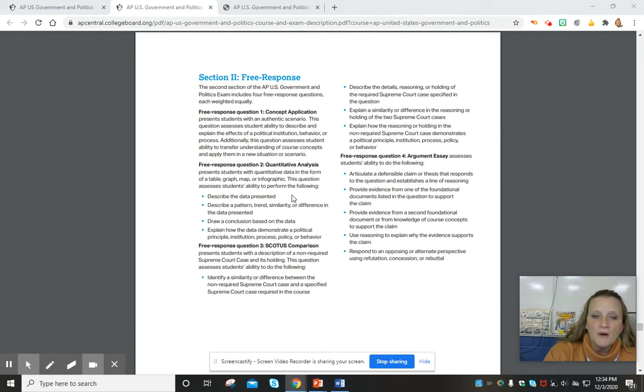All right, or you might have to explain how the data demonstrates a political principle, institution, process, policy, or behavior. Okay, so you might have to analyze the data, as in, what is it talking about, and then explain how it demonstrates something. All right, so it's quantitative analysis.